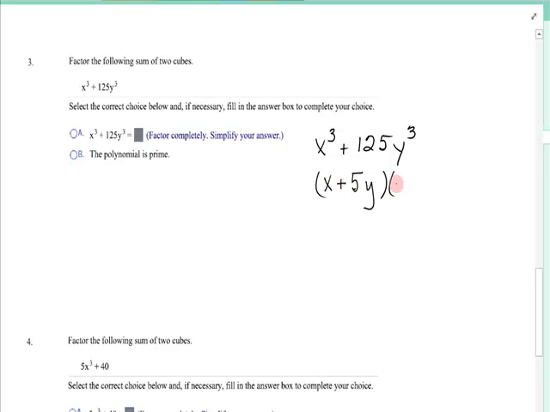Use these to help build this. Square, x squared. Change the sign, minus. Product, 5xy. Square the last one, always positive. 5 times 5 is 25, y times y is y squared.